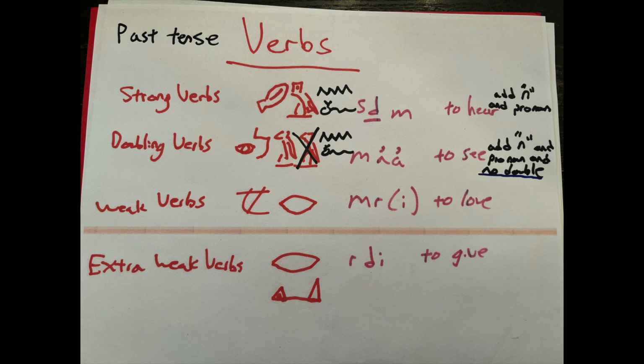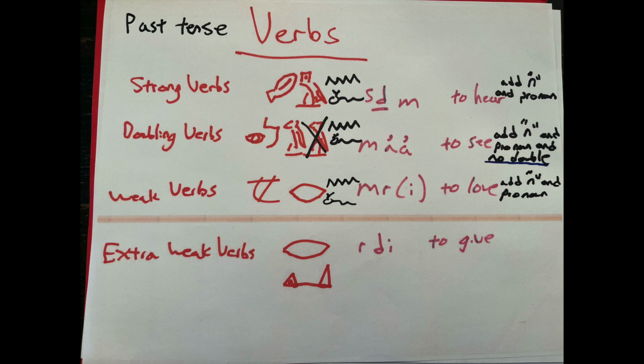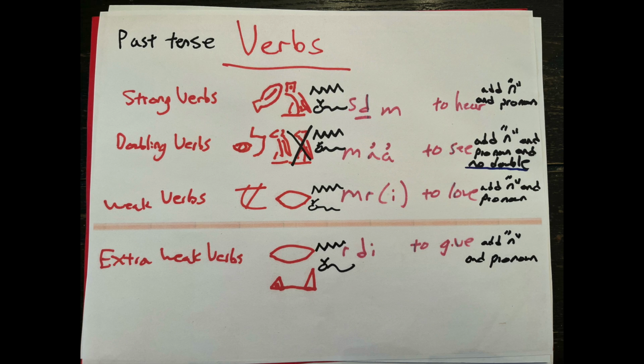Again, doubling verbs do not double in the past tense. They do double in the present tense, and many of the other tenses we're going to go through, but in past, they do not. And then weak and extra weak are much like strong verbs. There's no change to the actual verb. You're just adding that N and adding a pronoun. And I've just used the horned viper for he, just again for a sense of sanity. Maybe next week I'll use the bolt of cloth for she, just to be fair.